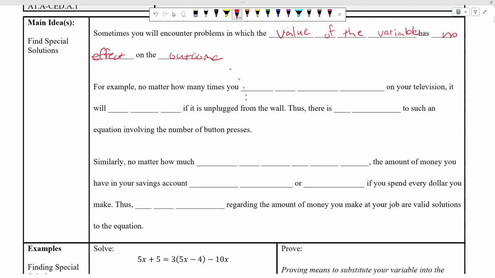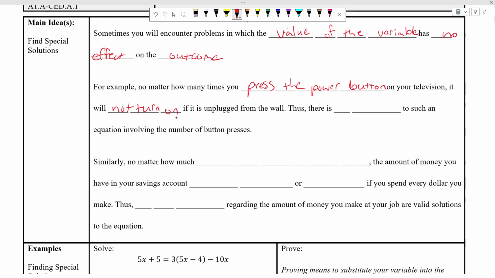For example, let's think about the real world. In the real world, sometimes, no matter how many times you press the power button on your television, no matter how many times you do it, sometimes it just will not turn on if it is unplugged from the wall. Well, that should make sense. You know, TVs run on electricity. If it's not receiving electricity, it won't turn on.